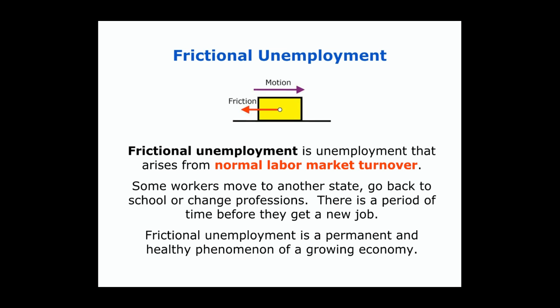Some workers are moving from one city to another. Maybe they're retraining themselves, taking on a new profession, and they may be out of work for a small period of time while they're going about doing all these changes. Change is a normal part of life. Sometimes you're going to be moving from one job to another job as you're changing, and this unemployment is considered frictional unemployment. It's actually considered good because we wouldn't want a world where people couldn't move from one place to another or couldn't change their careers or their jobs. And so this frictional unemployment is considered part of the normal labor market turnover.